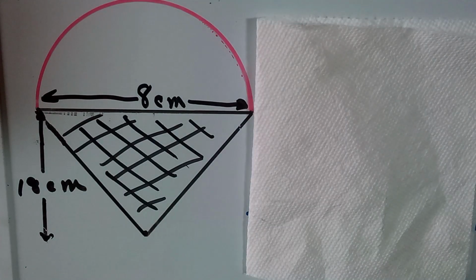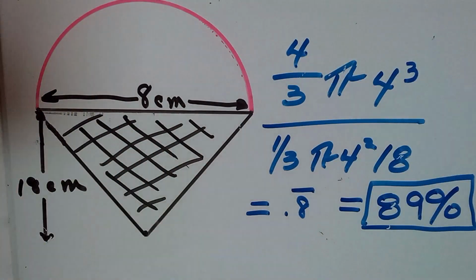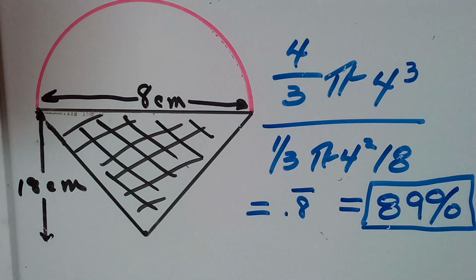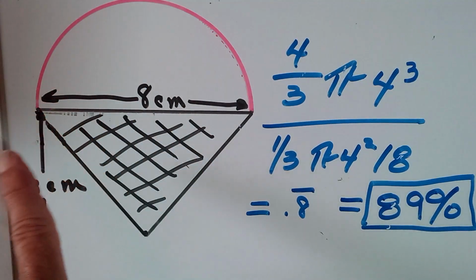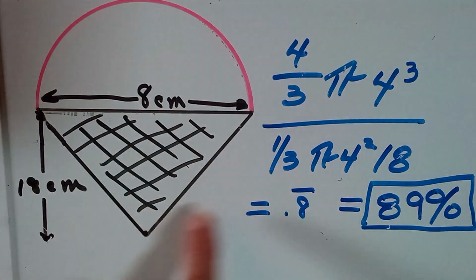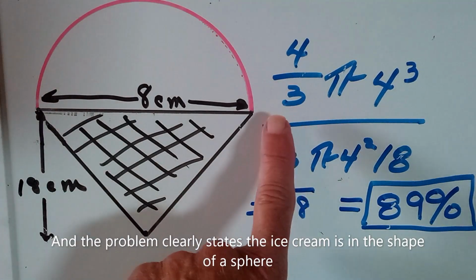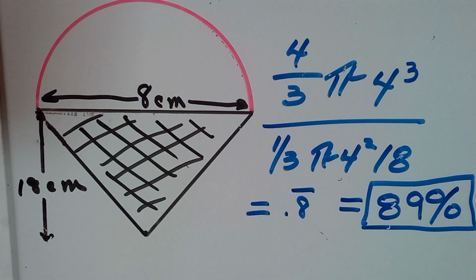And by the way, on my picture here, this looks like a hemisphere, doesn't it? Because we can't see the rest of the ice cream in the cone. This is like a waffle cone, we'll say. So we don't use the formula for a hemisphere. We use the full formula for a sphere. So our setup is going to be 4/3 pi times 4 cubed. That's the volume of a sphere.